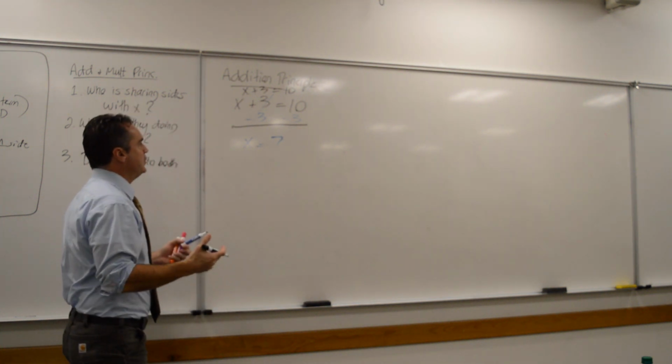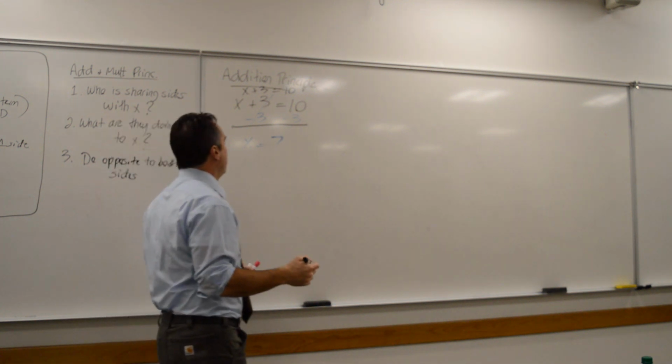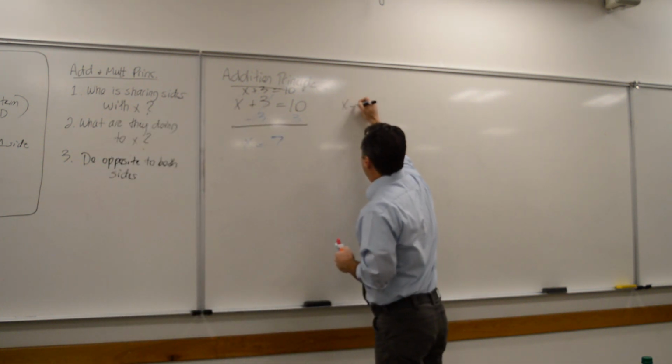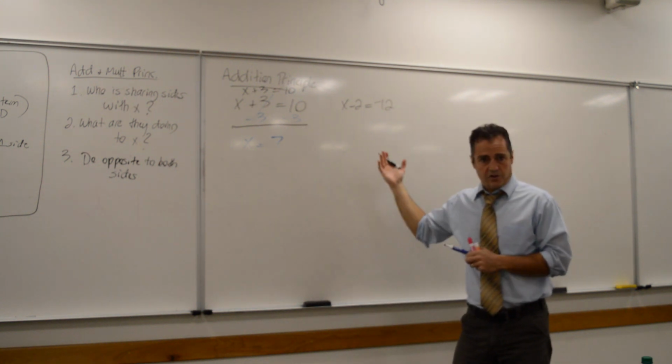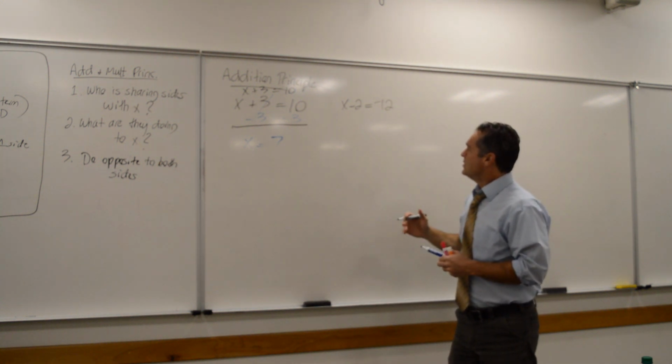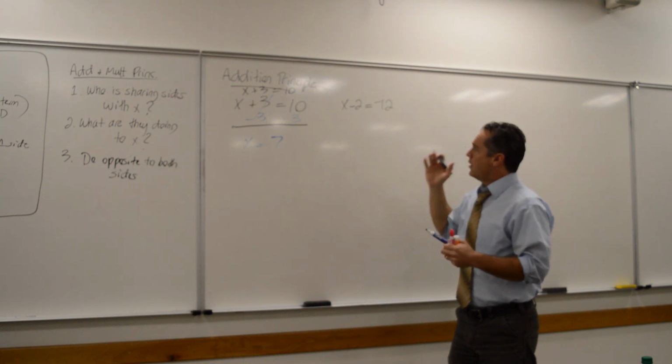Now, why is it important to be able to do it with algebra? Well, what if I have x minus 2 equals negative 12? Okay, now, you still see this okay? X minus 2 equals negative 12. We can't necessarily do this in our head as quickly.